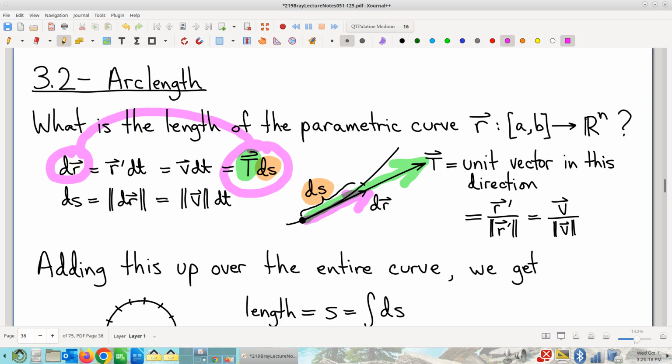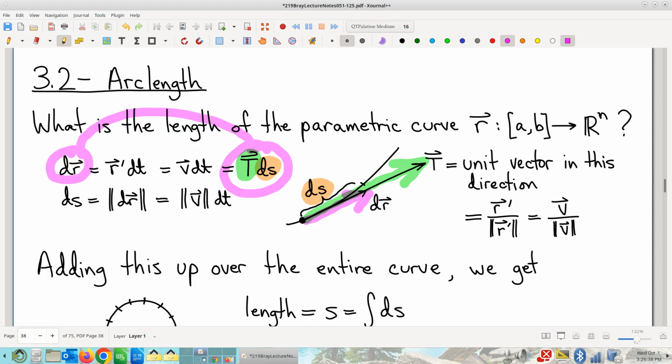The magnitude of dr is ds. What's the magnitude of T ds, keeping in mind T is a unit vector? Again, ds. Right? So same direction, same magnitude, same vector. Is that cool? Everybody happy with that?